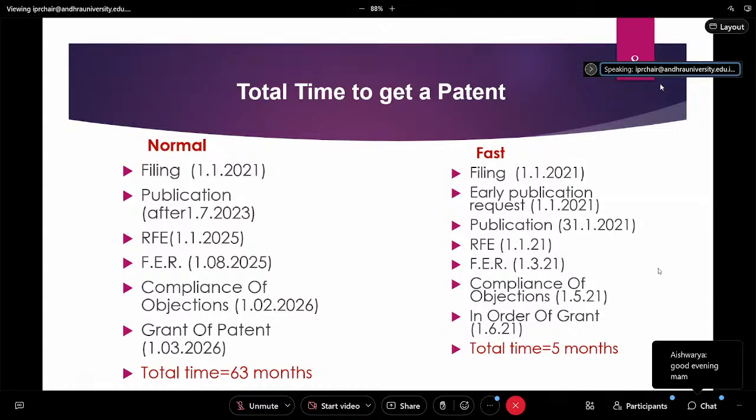So you can see here it is taking 63 months, the regular route. And here it is taking 5 months, the fast route. But please remember, there is a lot of money involved in the fast route. You pay money and you get it done faster.